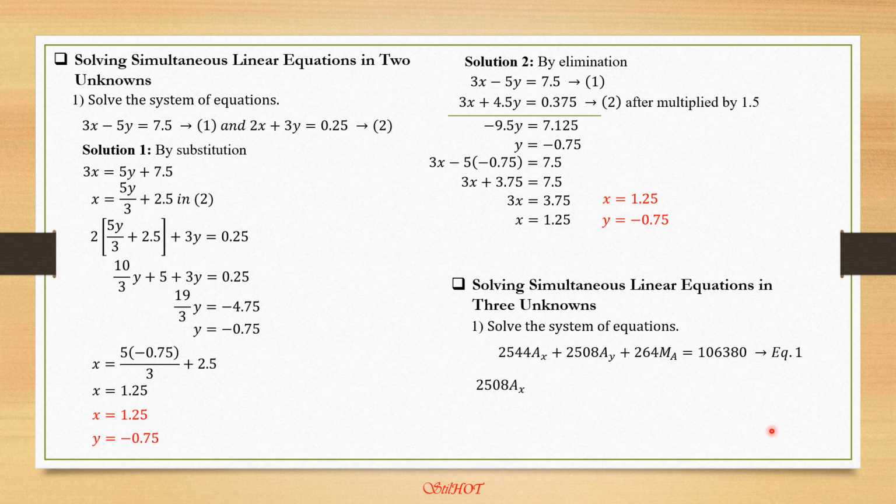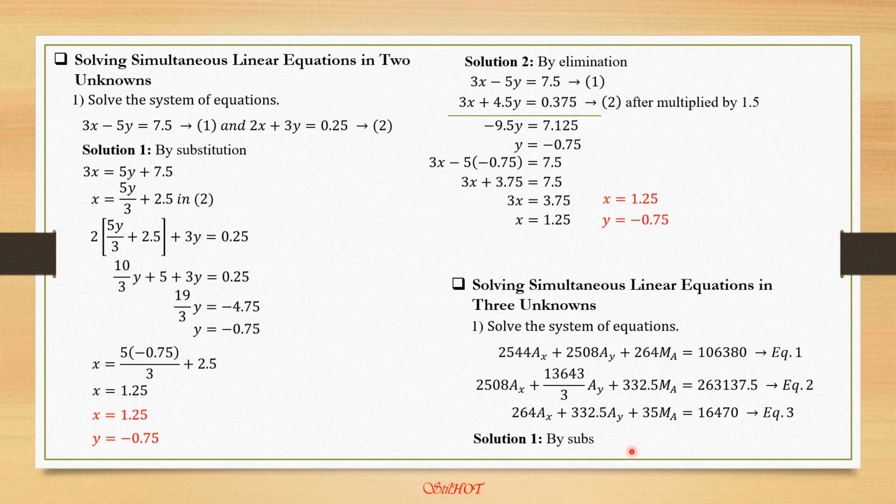So this is the first equation, the second equation, and the third equation is 264ax plus 332.5ay plus 35ma equals 16,470.